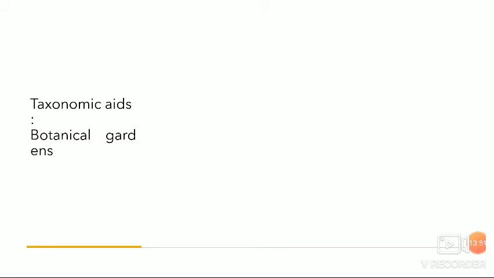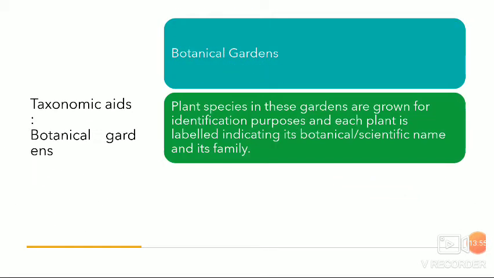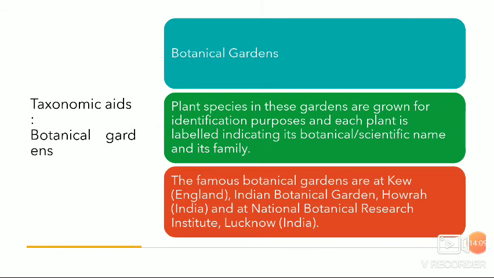Then comes botanical gardens. These are the places where plant species are grown for identification purposes, and each plant is labeled indicating its botanical or scientific name and its family also. The famous botanical gardens are at Kew, England. This is in England. Then the Indian Botanical Garden, Howrah, India, and the National Botanical Research Institute, Lucknow.